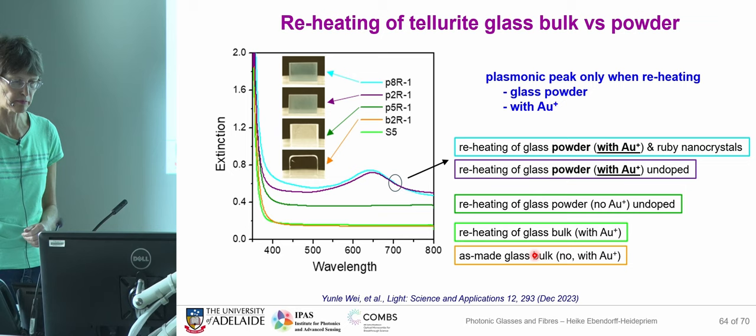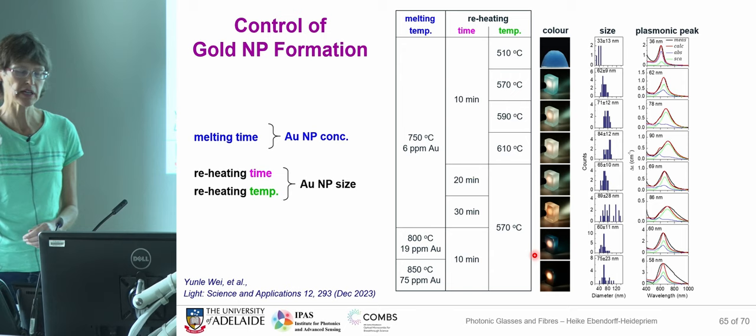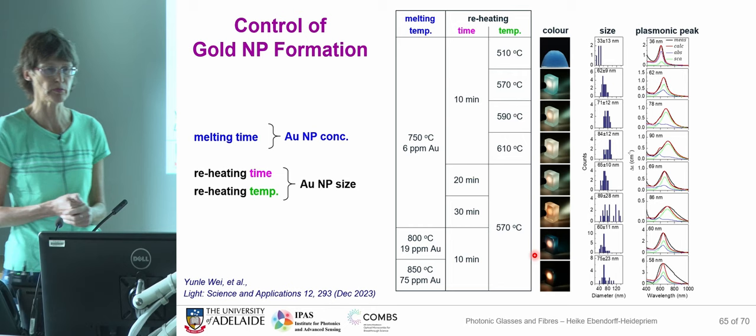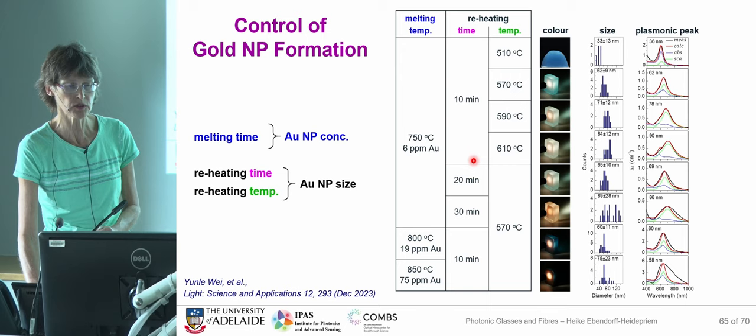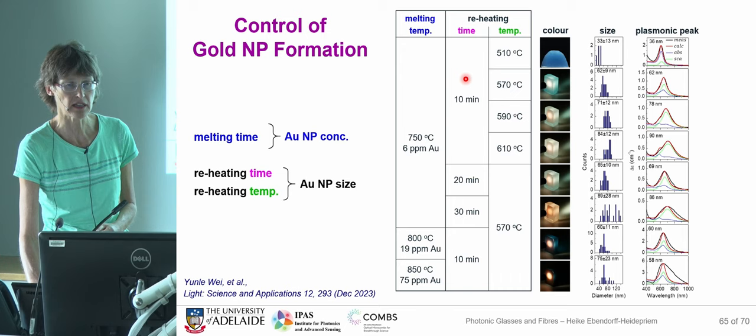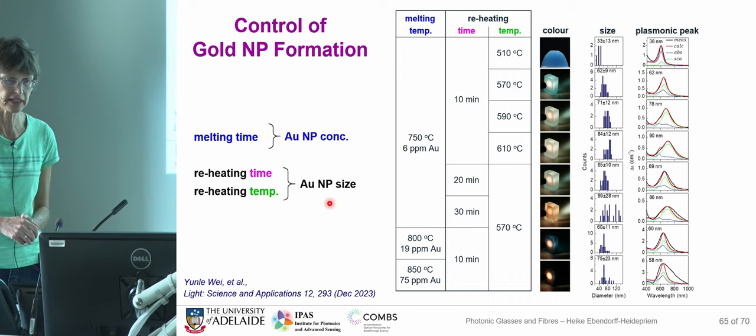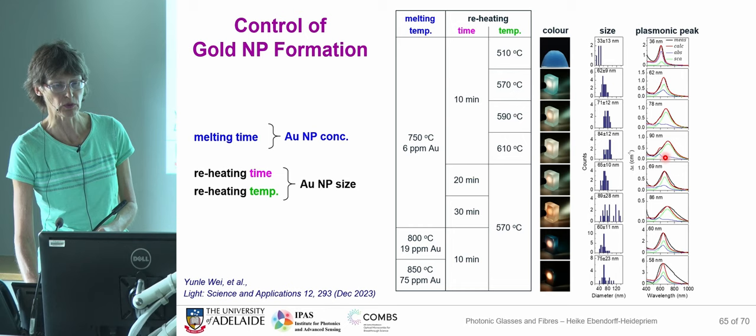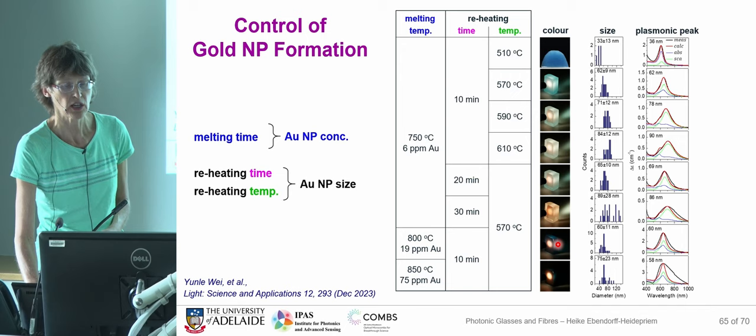So now that we knew that glass powder reheating gives us access to controlled gold nanoparticle formation, we put both together. So with the melting temperature, we can control the gold content and therefore the gold nanoparticle concentration. With the reheating time and temperature, we now can control the gold nanoparticle size, and therefore also where the plasmonic peak is located, and also the size distribution, and this gives really access to this large variety of colors.